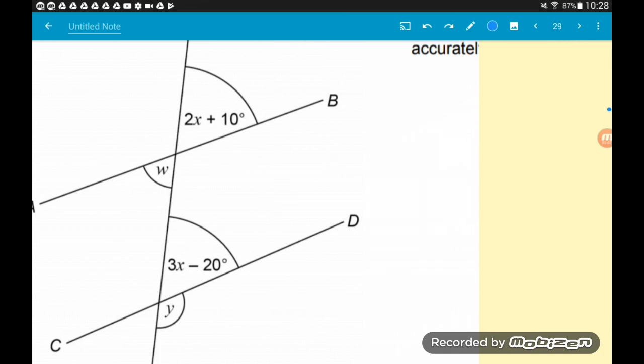Okay, next up we've got some angles between parallel lines. Now they're all algebraic. Now what we want to do here is work out the size of angle W and the size of angle Y. So how in the world are we going to do that? Well, these two lines are parallel. It says that in the question.